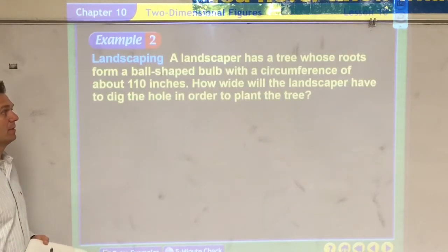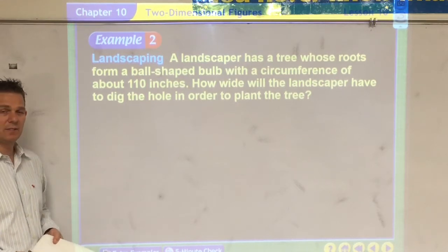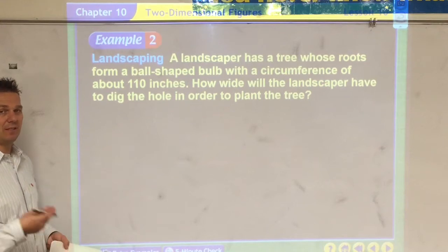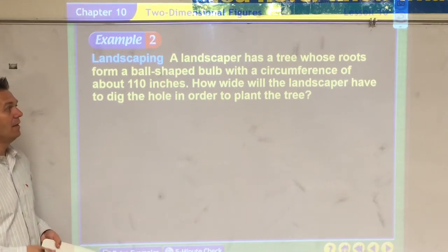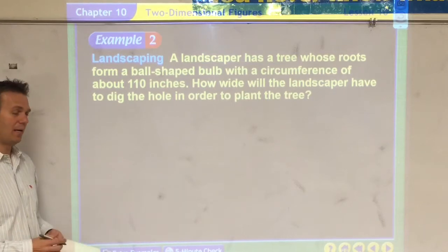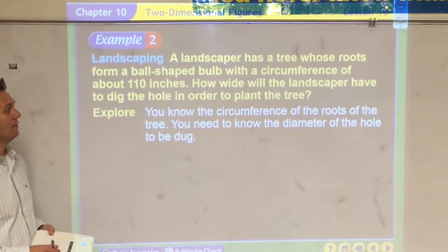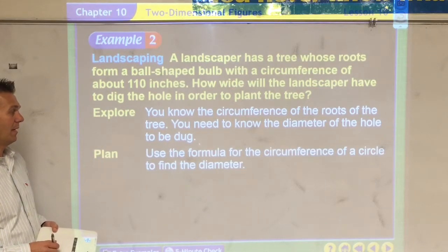Example number 2, a landscaper has a tree whose roots form a ball-shaped bulb with a circumference of 110 inches. Now they're giving you the letter C, the circumference, which is 110, and they want to know how wide to dig the hole. So they want to know what the diameter has to be. So you need to know the circumference of the roots of the tree, which is 110, and then you need to know the diameter to be dug.